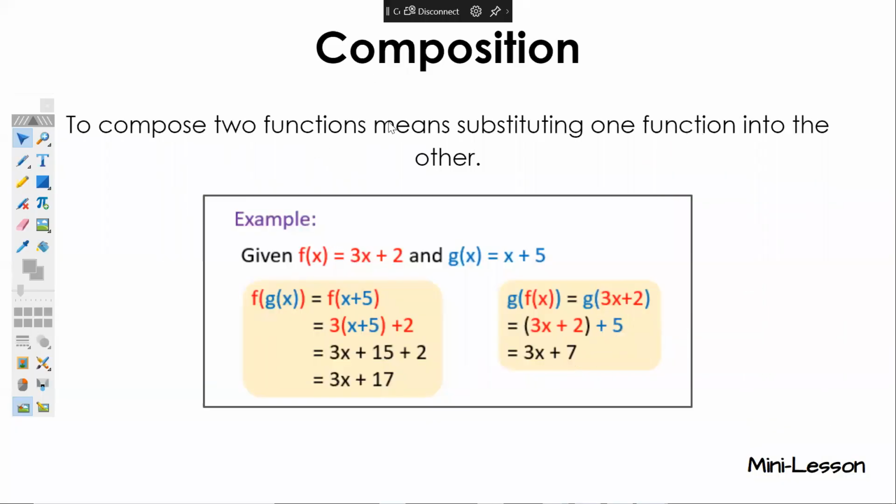Right, so to compose two functions means substituting one function into the other. So what we're going to do is take f of x and plug g of x into it.